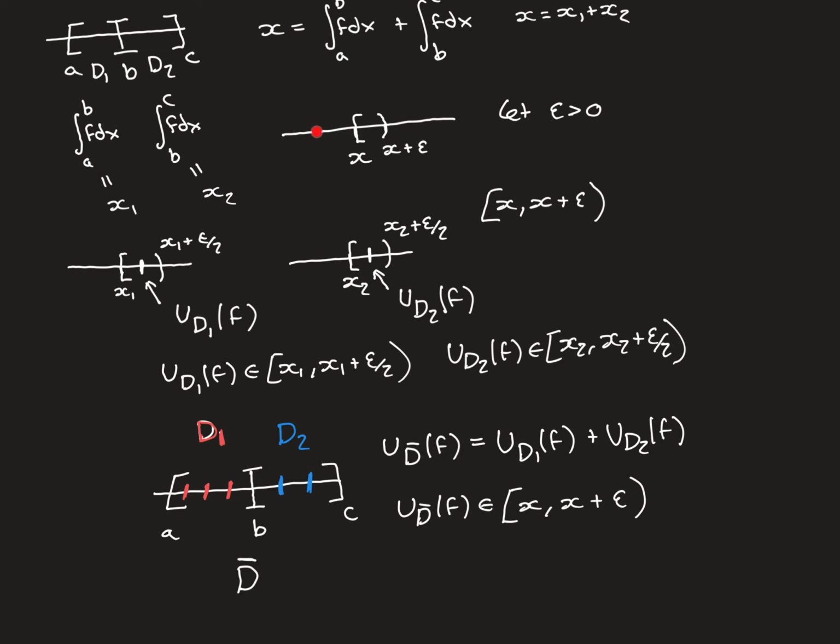We'll have a break here, and in the next video we'll do the corresponding proof for lower Riemann sums getting indefinitely close to x from below, and it's the exact same idea, just the mirror image of it.